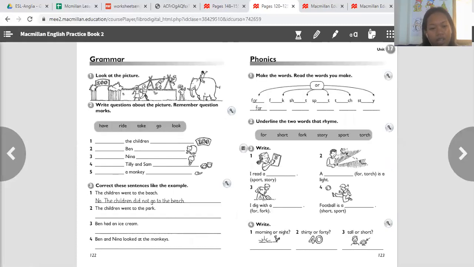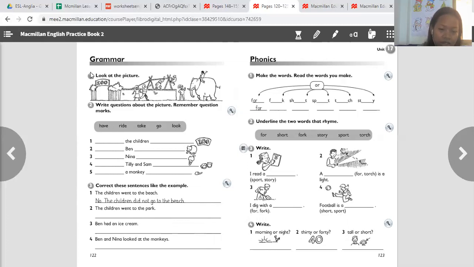And then the last one, page 122, is grammar. Look at the picture. Write the questions about the picture and remember the question mark. We have the words have, write, take, go, and look. So look here, use the word in the box and write in here. Correct this sentence like an example. The children went to the beach. The children did not go to the beach.